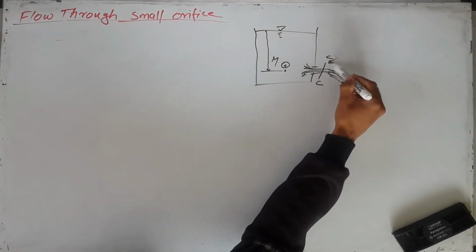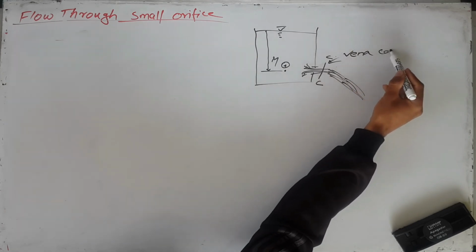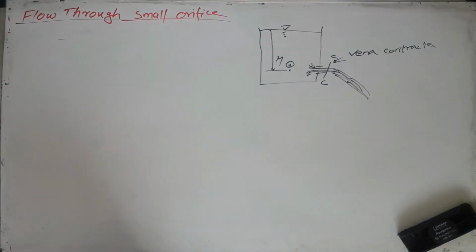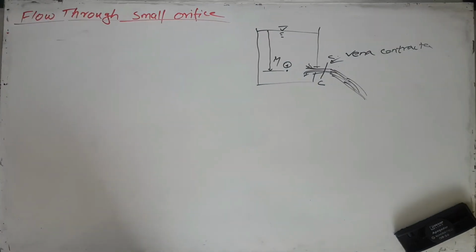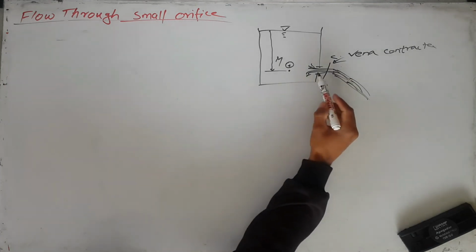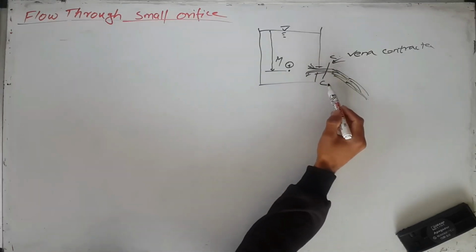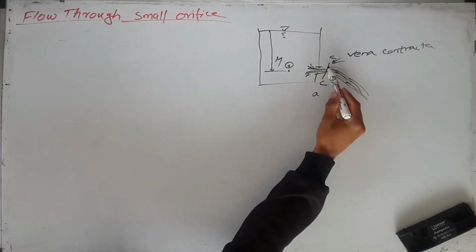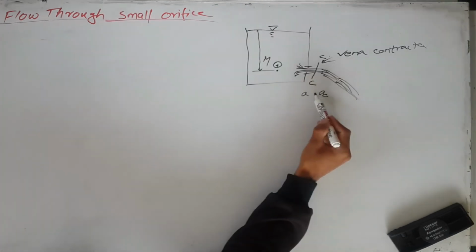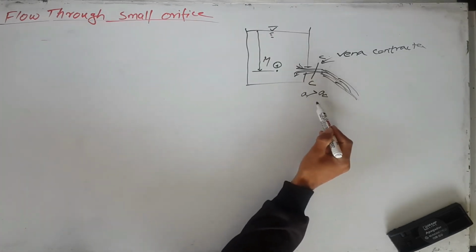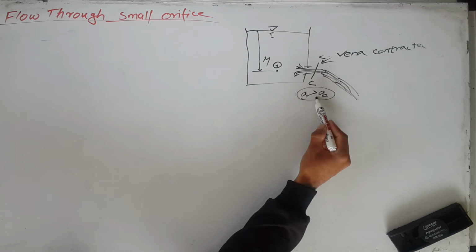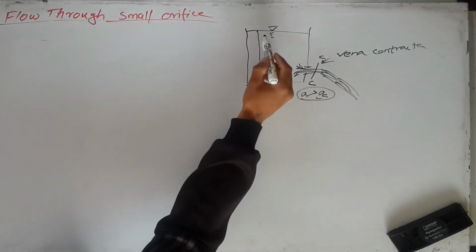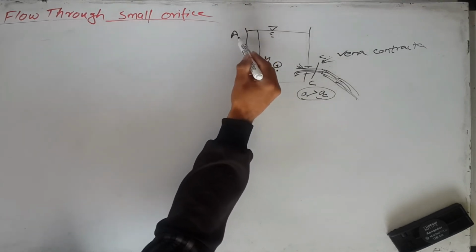This is vena contracta. Vena contracta is the section in which the flowing liquid has an area of minimum cross section. Suppose the area of this orifice is small a and the area of this vena contracta is AC, then AC is always less than A. Area of vena contracta is less than the area of the orifice. Suppose we let the area of cross section of the tank be A.